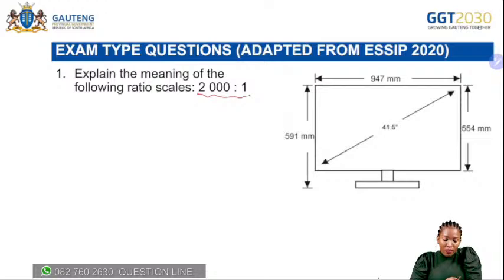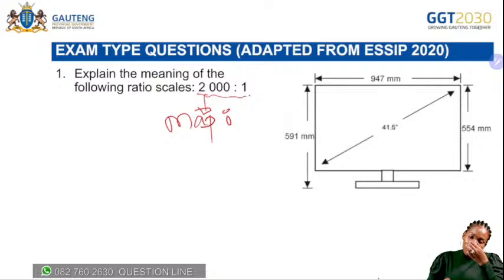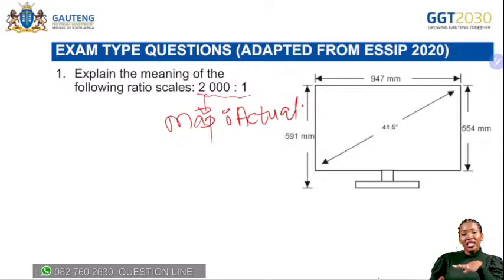So you need to explain the meaning of the following ratio scale. Remember what I said? I said this one, the first one, will always represent the map. Whether it's big or small, the first one will always represent the map. And then the second one will represent what? The actual. Why is the map bigger than the actual? It means now this object has been enlarged. Remember the billboard example that I used with the calculator? The object has been enlarged.